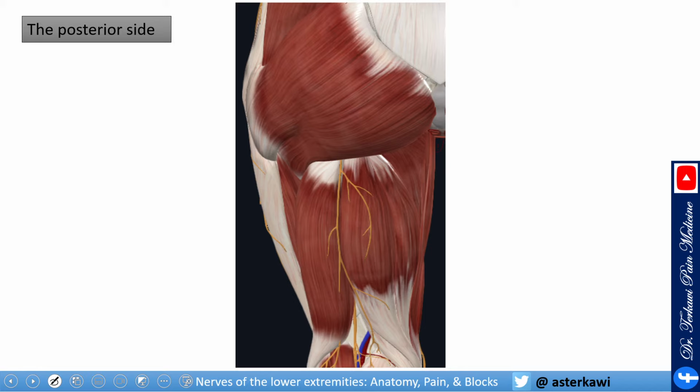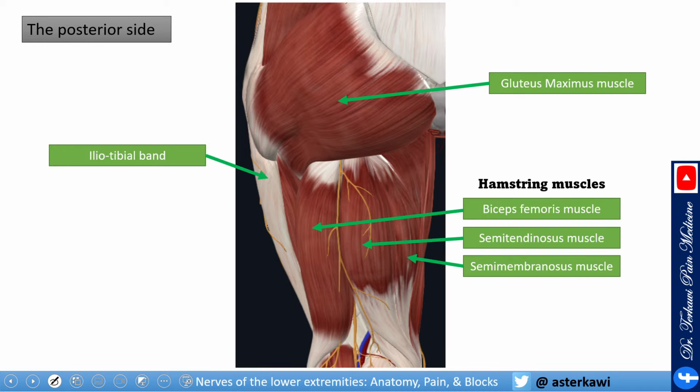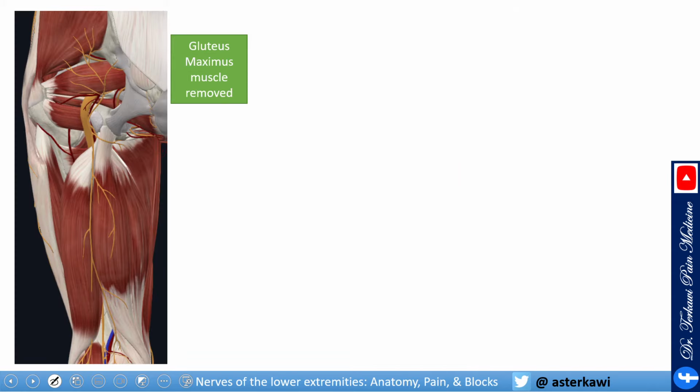Now, let's look at the back of the thigh. So as you notice, I'm going over muscles, nerves, but trying to make it more entertaining by showing you the clinical application with nerve blocks and all. And I will start to talk about diseases as well. So here you have the gluteus maximus, you have the iliotibial band, and then you have the hamstring muscle, which is nothing but a group of three muscles: biceps femoris, semitendinosus, and semimembranosus. And here the posterior femoral cutaneous nerve.